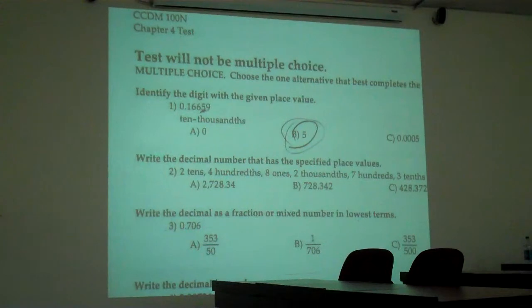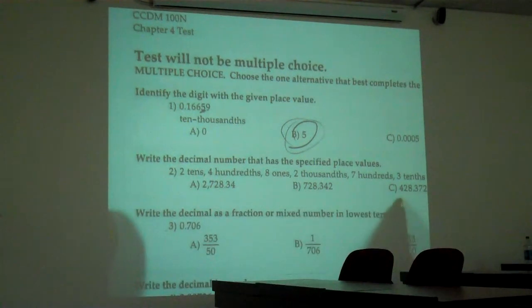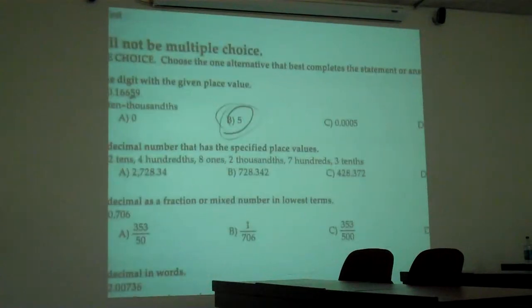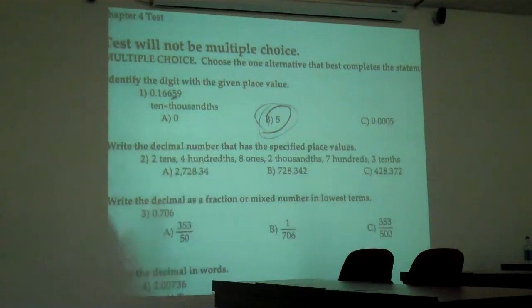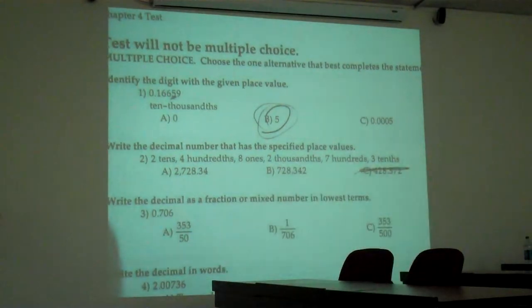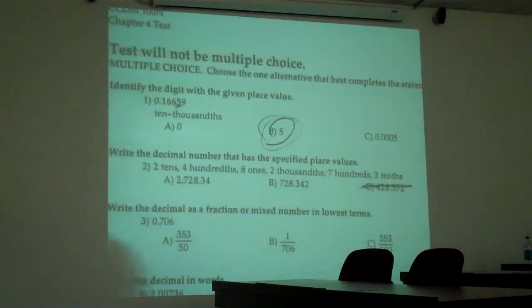Number 2, write the decimal number that has the specified place values. 2 is in the tens. And these are not in order, okay? Look, see how they're all weird? That has a 2 in the tens, that has a 2 in the tens. They all have a 2 in the tens place, okay? And you can't see them all. Anyway. Okay, 4 is in your 100th place. That's the second one after the decimal. That's definitely not that one. And it's not that one. But you won't have multiple choice.